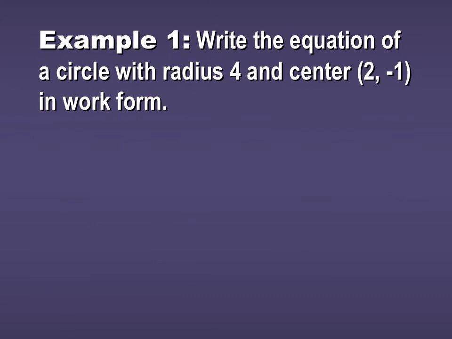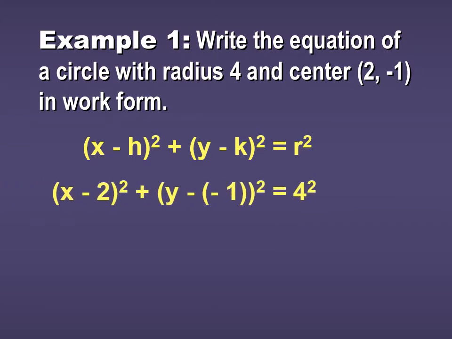So, write the equation of a circle with radius 4 and center 2, negative 1 in work form. Okay, so remember the center is h, k, which means your h is 2 and your k is negative 1. And your r is 4. Well, work form is x minus h squared plus y minus k squared equals r squared. So we're going to plug in our h, our k, and r. So we get x minus 2 squared plus y minus negative 1 squared equals 4 squared. So we're going to simplify that. We get x minus 2 squared plus y plus 1 squared equals 16.